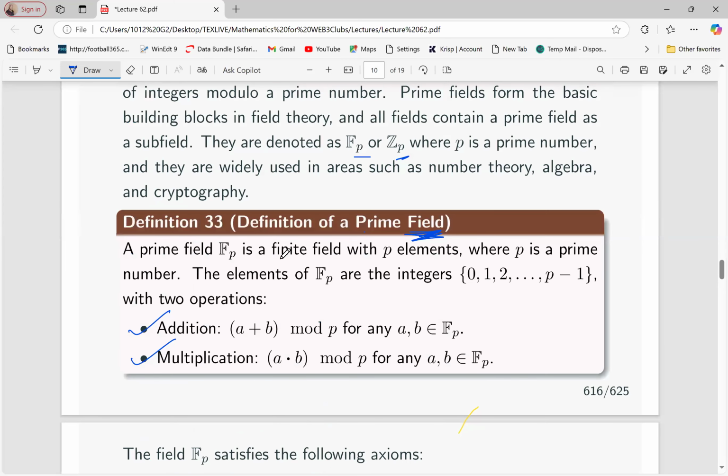So a prime field is just a finite field with p elements, where p is a prime number. The elements of this are 0, 1 up to p minus 1. And it must fulfill these axioms. And of course, you are doing this mod p. So when you add, you're doing it mod p, and when you multiply, you are doing it mod p.